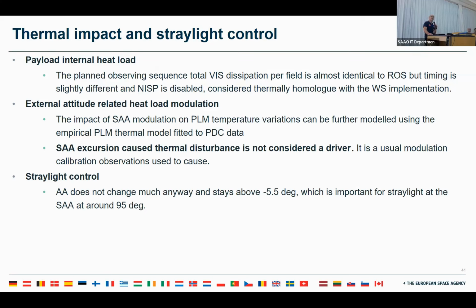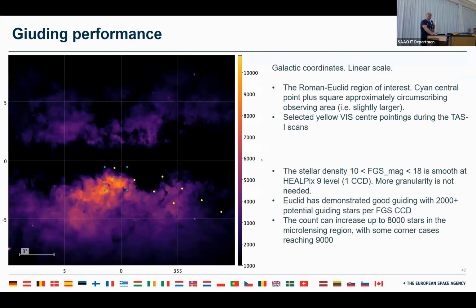And also the external heat load modulation, which means that the sun direction is kept almost constant during the observations. So we are in a very stable condition. And also the solar aspect angle has been chosen at an angle where the stray light is really minimal.